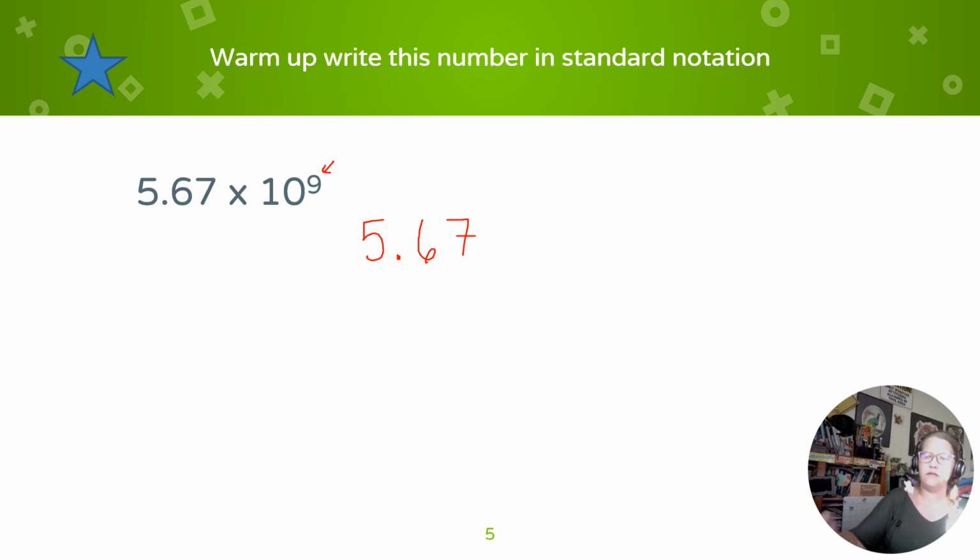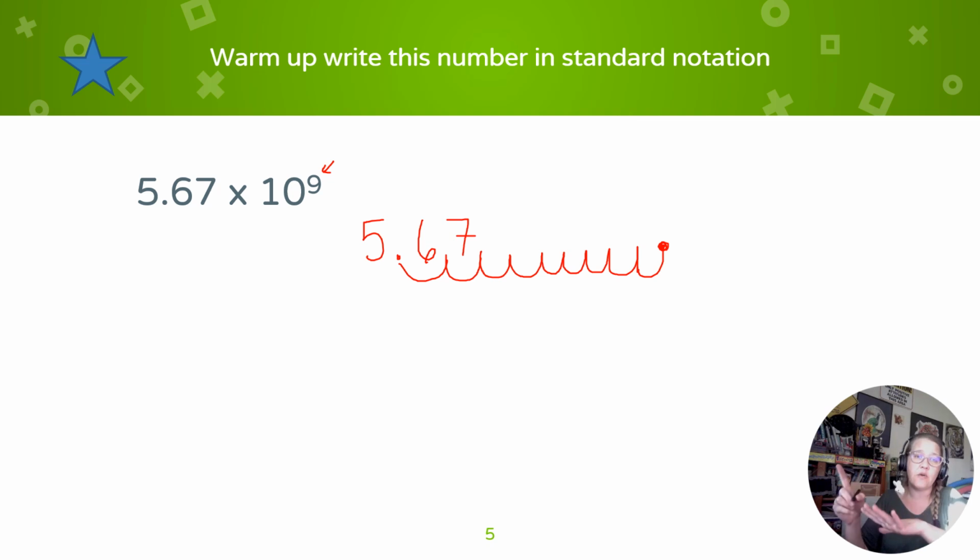All right. So I'm going to move it 9 times. That's 1, 2, 3, 4, 5, 6, 7, 8. I ran out of tablet space. 9. That's where our new decimal point will be. What do we fill in all these blank spaces with? No, Taylor, we're not writing names there. We're writing zeros there. 0, 0, 0, 0, 0, 0, 0.